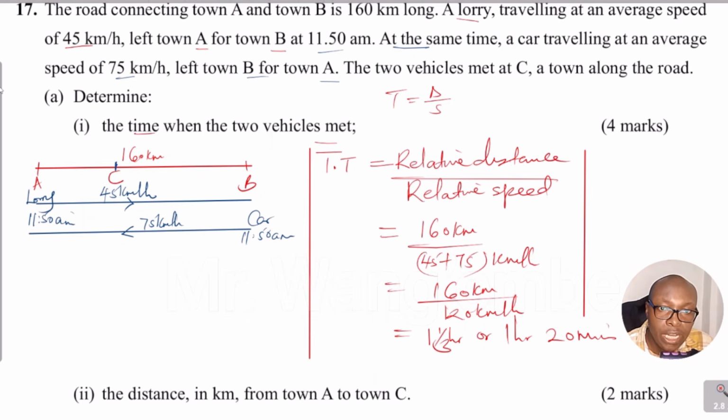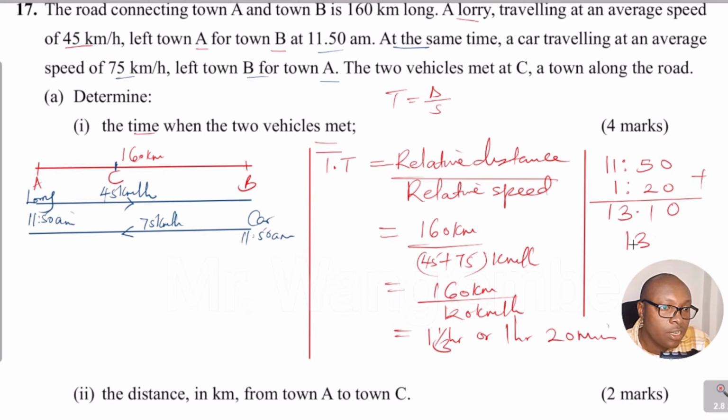Now, to get the time when the two vehicles met, you can simply use either the car or the lorry. The car started at 11:50. The lorry started at 11:50. You just take the starting time, 11:50, and then add the time taken to meet. This is what is going to give you the time when the two met. So when you add these, you'll get 13:10.